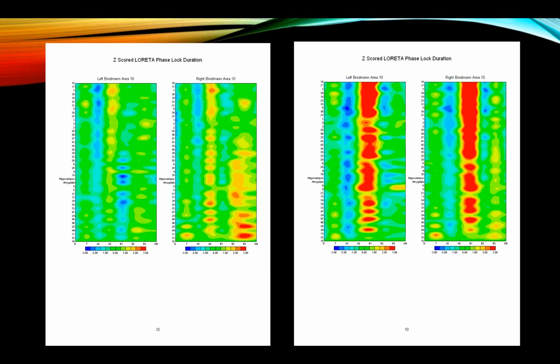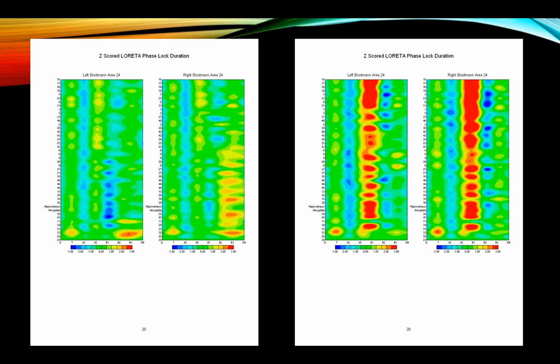Now here we see phase lock durations. Now we're back to area 10. And again, for those of you that play with the LORETA phase lock and phase shift modules in NeuroGuide, it's pretty rare to see something shift or lock to this extreme. And lo and behold, this is the frontal lobe. You can see area 10. You can see how we have this massive shift in locking in beta 1.